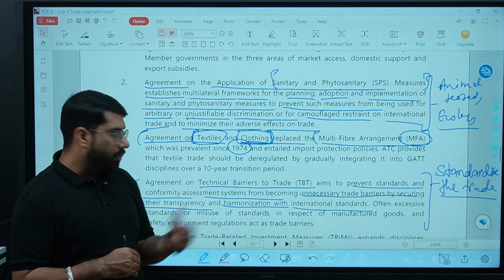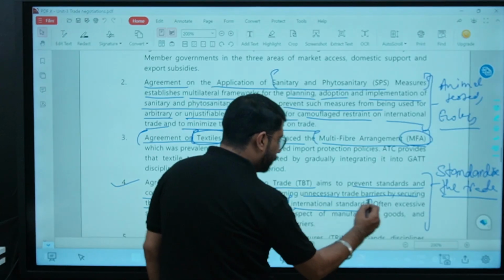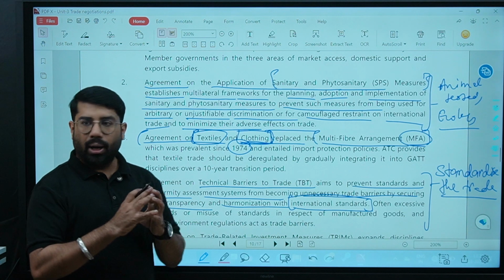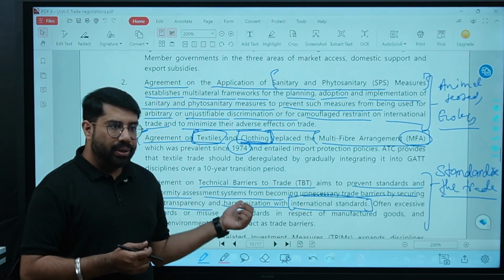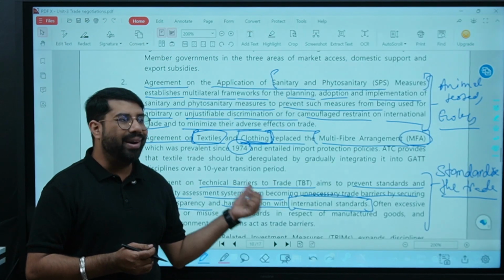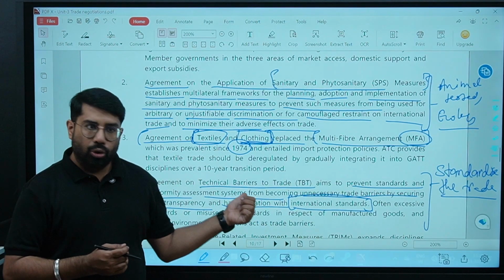That is the reason we have made these agreements. We have set up some international standards which are the same for every country. It means every country has to follow the international standards while trading in goods and services. That is it. Do we understand this thing?